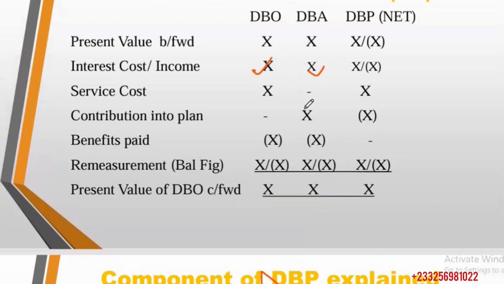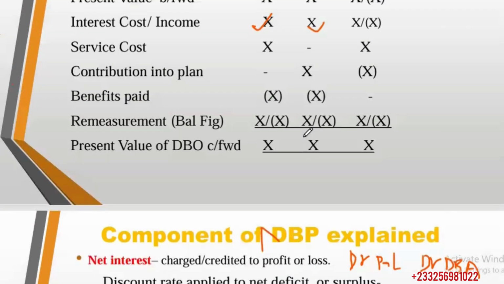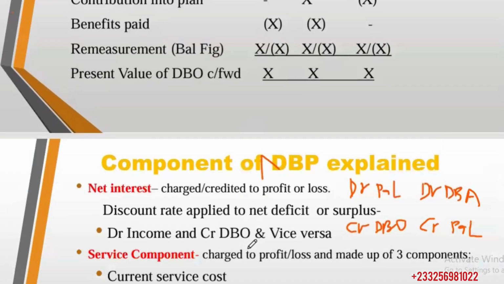P&L as an income. So that's the entry. If you come to the net here, the net depends on whether it is net liability or net asset. If it is net asset, it's the same treatment. You debit the asset. Are you following? And you credit income. Are you getting it?